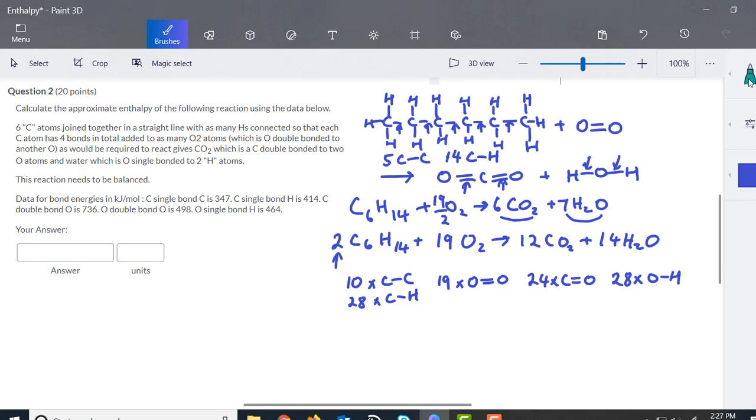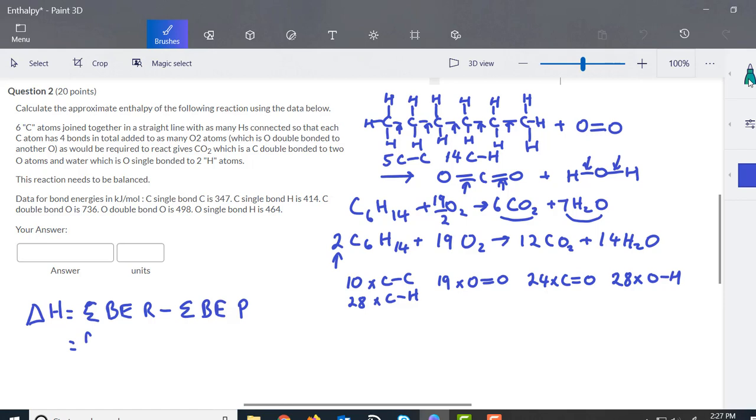Now the formula that we're going to use here for bond enthalpy, or energy from bond enthalpy, will be delta H is equal to the sum of the bond energies of the reactants minus the sum of the bond energies of the products. Notice it's reactants minus products when we're doing this from the bond energies. It's the opposite way around when we're doing it from heats of formation. So it's all of these added together on the reactant side.